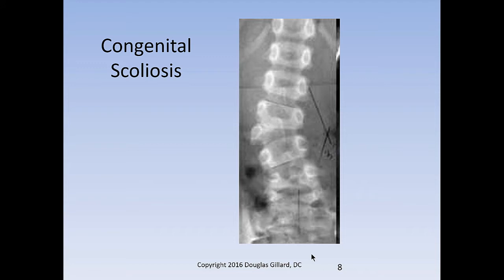Okay, congenital scoliosis. I think is that the one we just saw? Nope, that's a little different. What do you see here? That's another one. It looks like almost the same thing, but there's another semi-segmented, complete failure of formation, a little block of cheese right here.